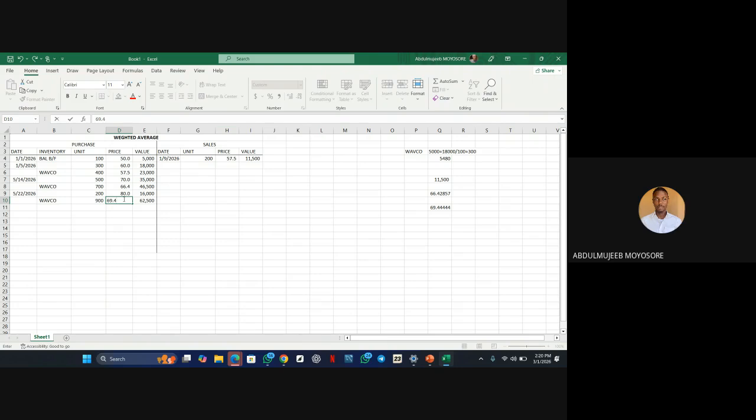Don't approximate. 69.4. Even if you want to approximate, you leave one decimal place. So now 69.4. So now we have bought everything we can buy. You know that anything you are selling now is at 69.4.